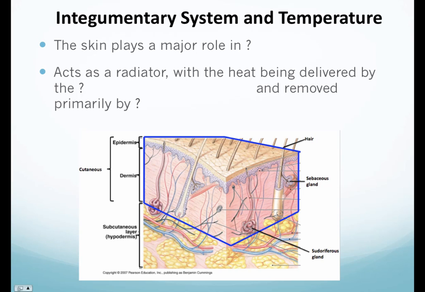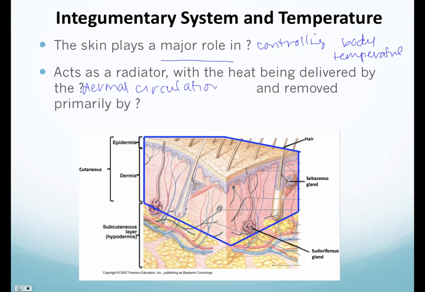Now, this integumentary system and temperature regulation. So the skin does play a huge role in controlling your body temperature. And how is that? Well, the heat is being delivered by the dermal circulation, and we can remove that heat by the evaporation of sweat or perspiration.